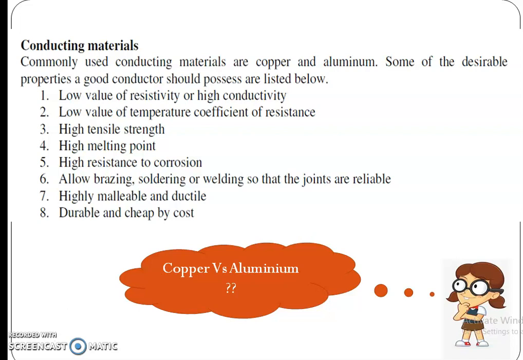Ductile means we can create wires. Thin wires we can create without breaking the copper, without breaking the conducting material. So malleable means making thin sheets without breaking. Ductile means making thin wire without breaking. It should be possible with the help of this conducting material.